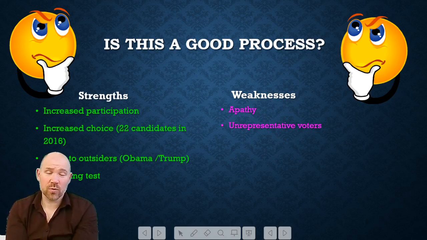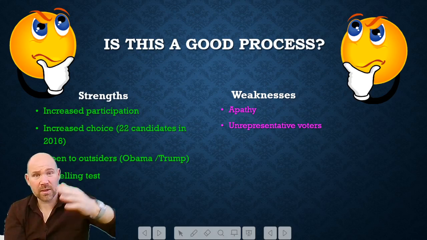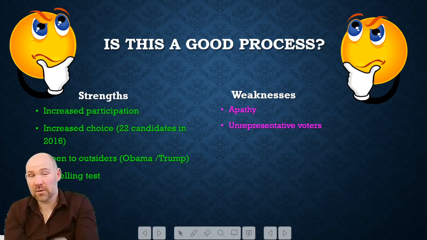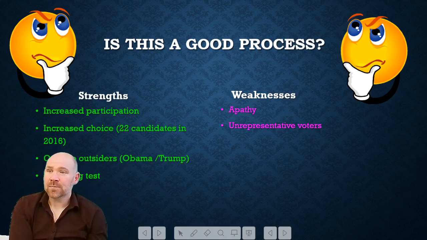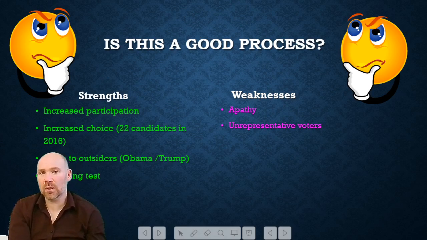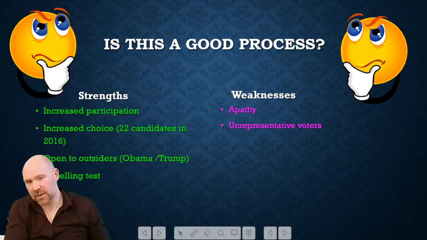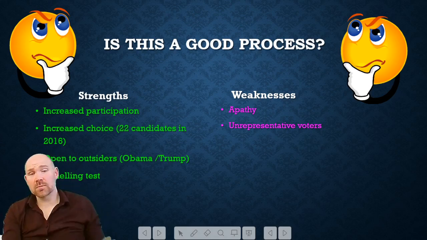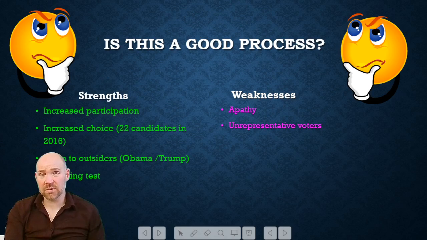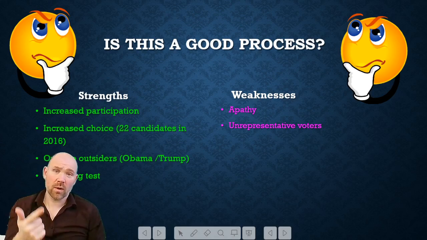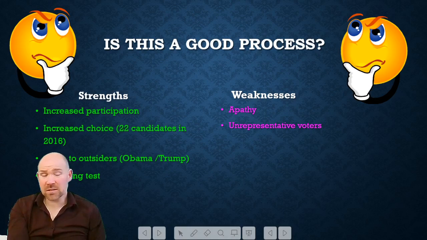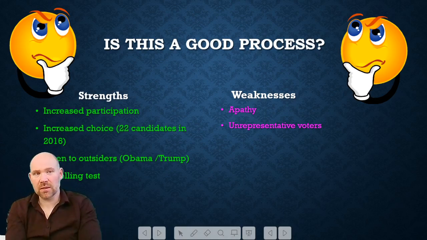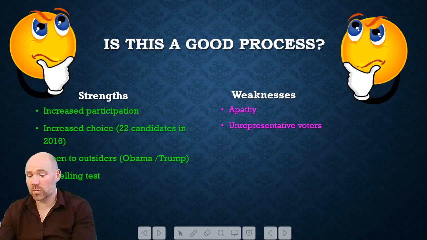The actual primary process itself starts in February and doesn't finish until you get to the proper general election campaign, which is coming up in kind of October. So it's a very long, drawn-out process, and people will get apathetic, bored, done with it. It's also ultimately decided by unrepresentative voters. Think to the previous slide, older, whiter, highly educated people tend to be the people that vote, which means it isn't really America choosing, it's a particular group of people choosing.